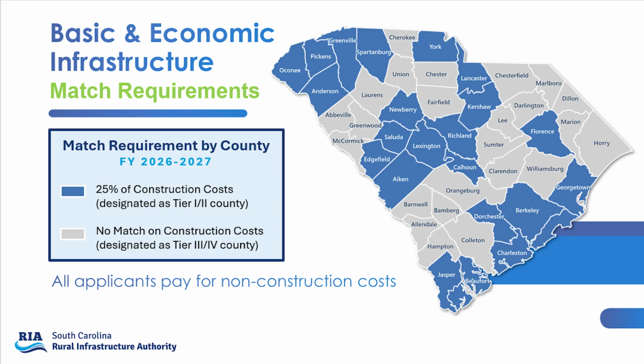Applicants within the remaining counties designated by DOR as Tiers 1 or 2 and shaded in blue are required to fund all non-construction and other ineligible costs, as well as provide a match of at least 25% of the total construction costs. I'll go over this in a little more detail next to clear up any questions you may have.